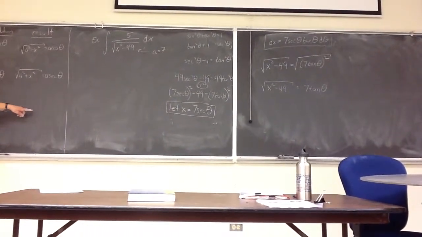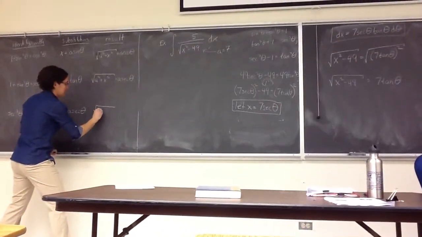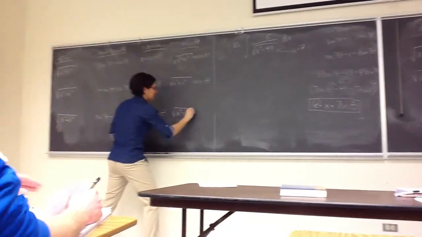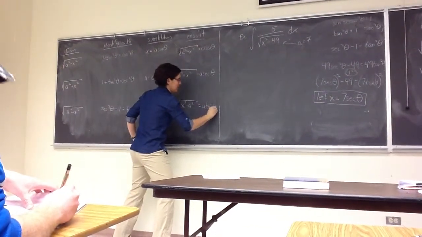So our final result over here in our table is that the square root of x squared minus a squared is going to be equal to a times tangent theta.